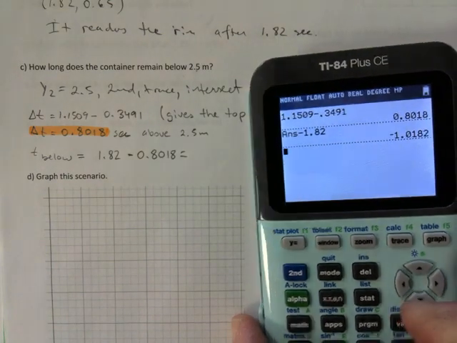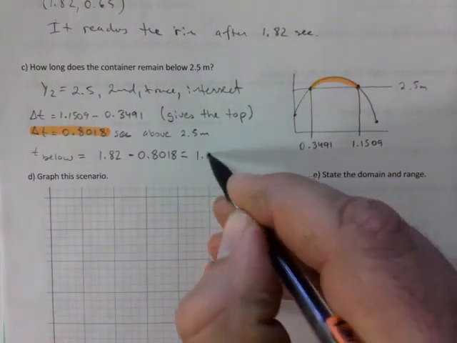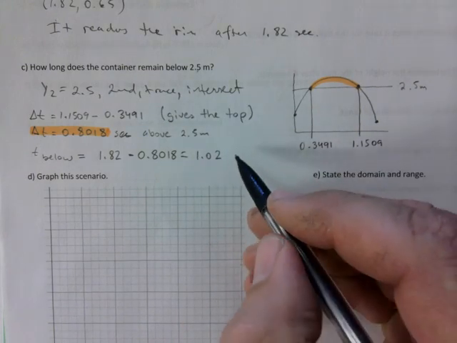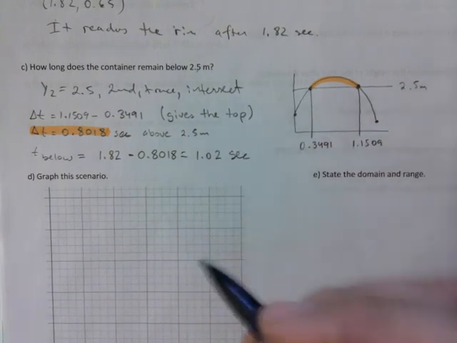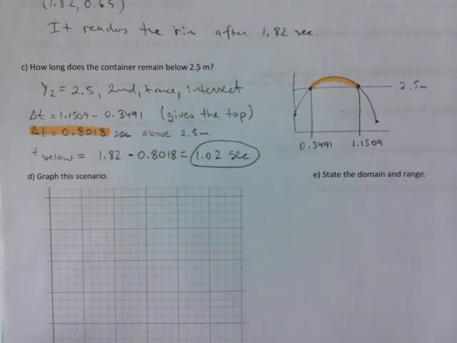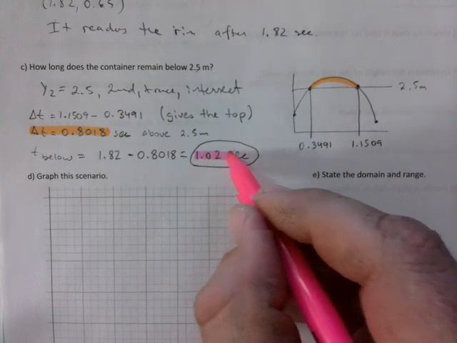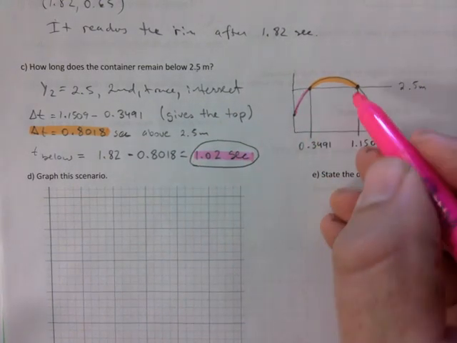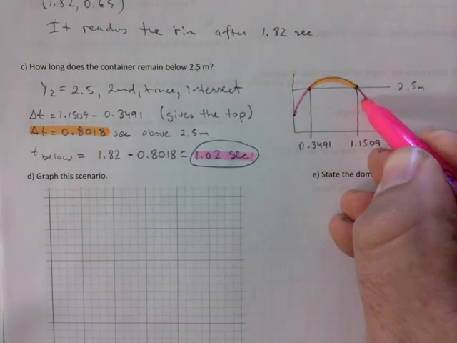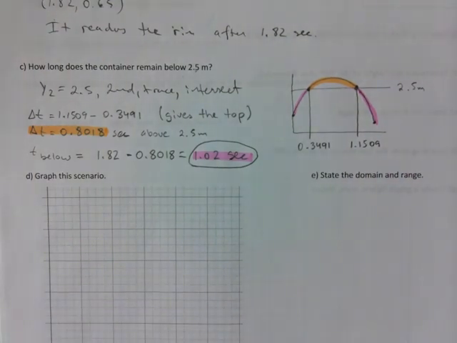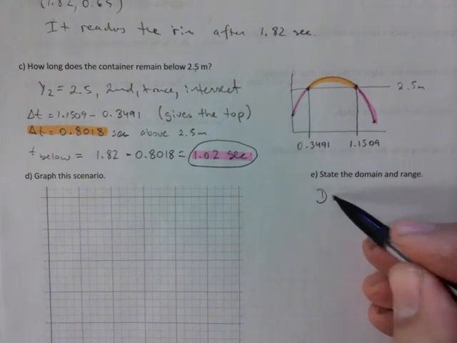So 1.02 seconds. This is what I'm after. This I'm going to circle. And I'm going to use a different highlighter, right? This is the time that the container spends below. I'll finish this question, okay? I want you to be able to see a full one with graph and all. So let's do the domain and range first.